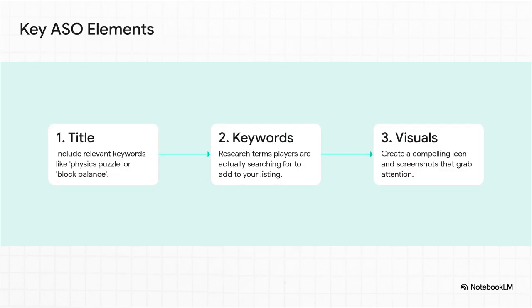So what does that actually look like? Well, you need to bake keywords right into your game's title, something like physics puzzle, block balance. Then you got to do your homework and find out what words players are actually searching for. And, of course, your icon and your screenshots, they have to be so good they practically grab you by the collar and say, you have to play this.